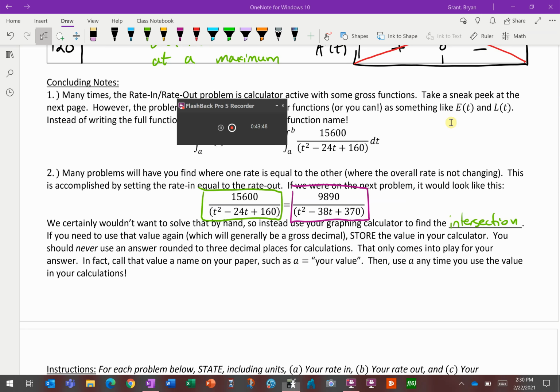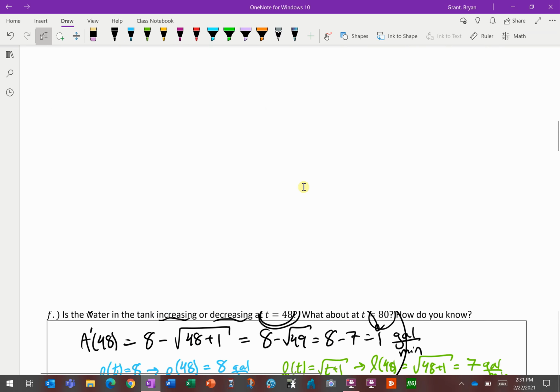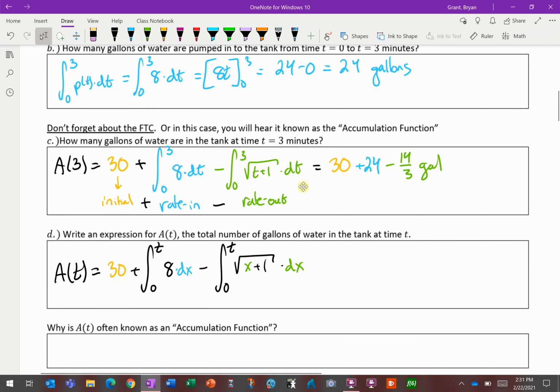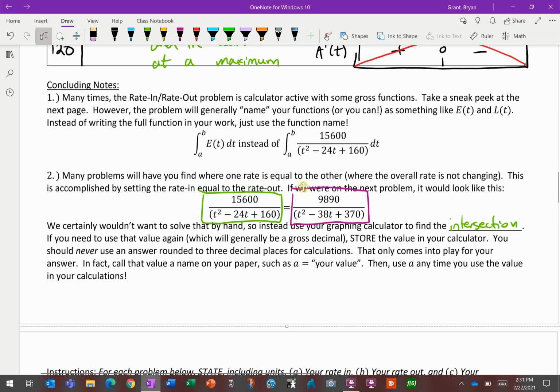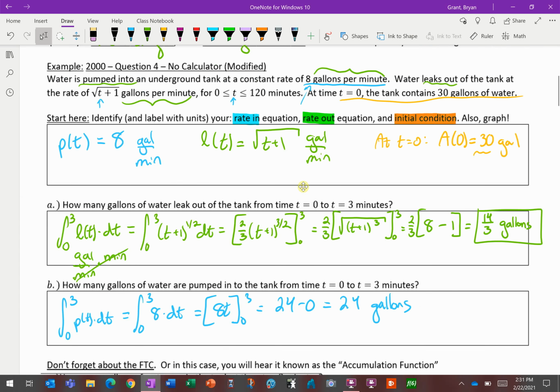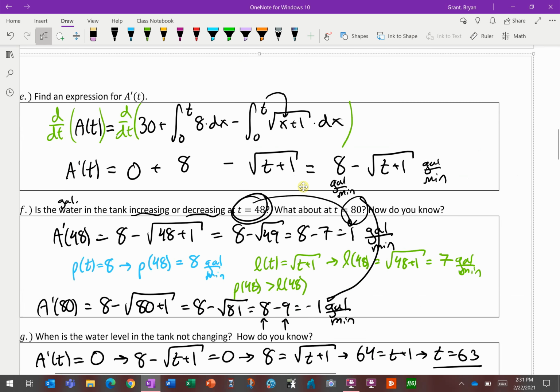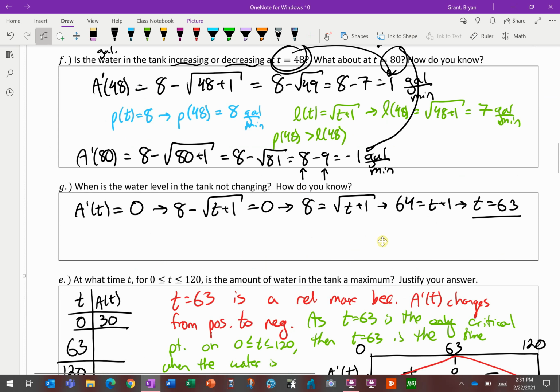So hopefully you got a bit out of this video. We were able to go through, work a rate in, rate out problem, and then you guys are going to practice all of this. I think really this is all the basics of rate in, rate out. The more you practice, the better you get. And I'm excited to have you back next class so we can start our differential equations.